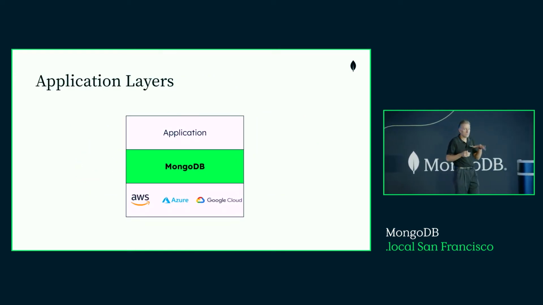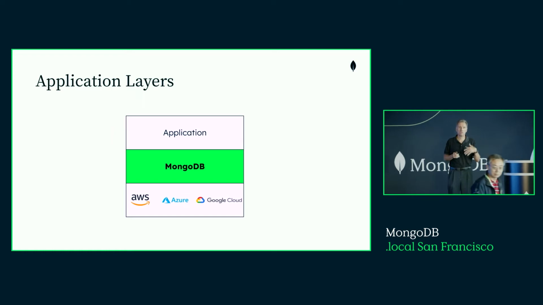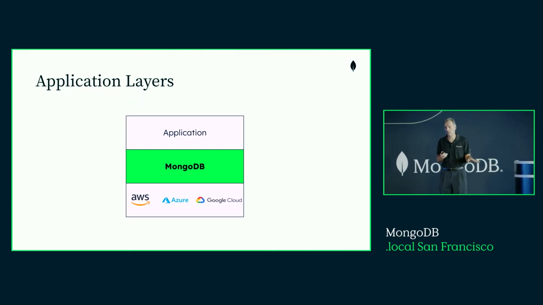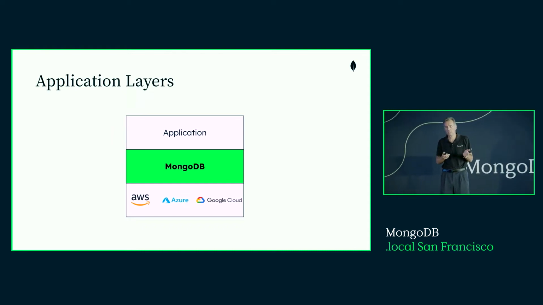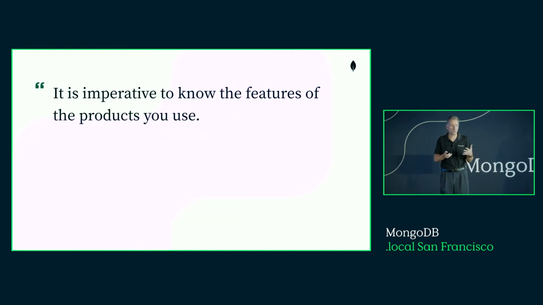These constraints are going to be mapped to 3 different parts in our architecture. Either the application will take care of it, MongoDB will take care of it, or it could be the infrastructure on which you're running. So what interests us, obviously, in this presentation is what MongoDB is doing in terms of functionality. So the second axiom for this presentation is that it's imperative to know the features of the product you're using.